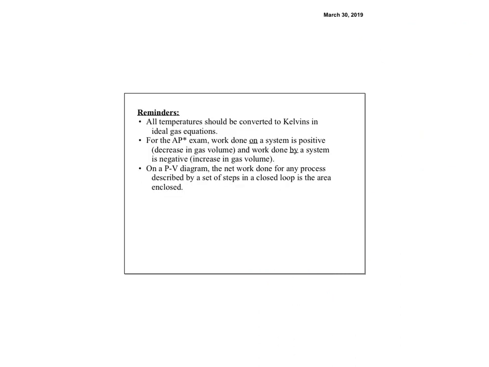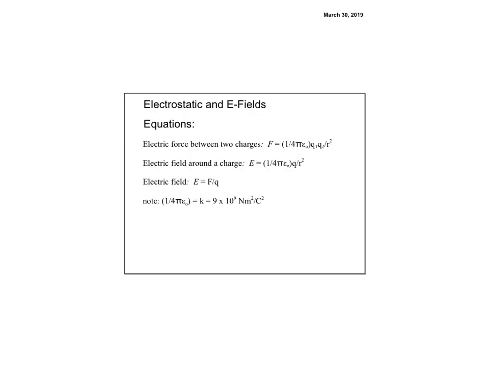Reminders, there it is. All temperatures need to be Kelvin in ideal gas equations. For the AP exam, work done on the system is positive. You decrease the volume. We've said that many times. Work done by a system is negative. It's just because it's defined so many different ways. But on the AP exam, I guarantee that's how they're going to define it. And on a PV diagram, the net work done by any process described by a set of steps in a closed loop is the area, right? That's the net work, if you're trying to figure that out, which sometimes is important.